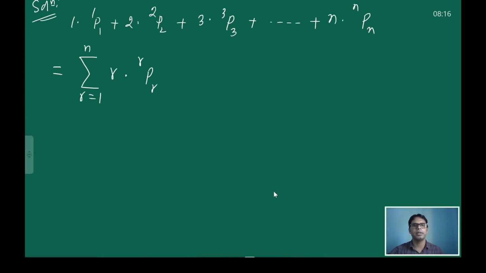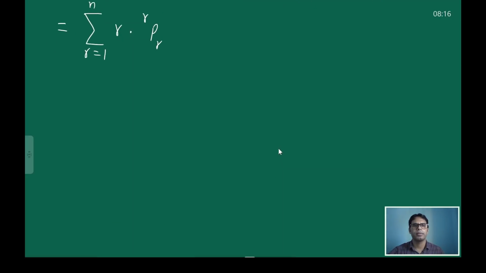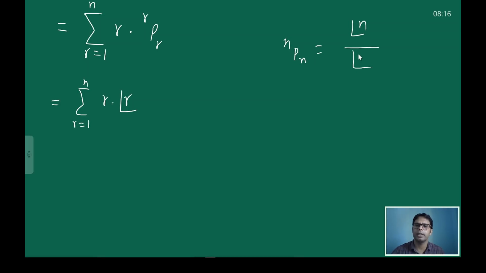So after this, you see it is equal to summation, already here, r is from 1 up to n, r into rPr. Factorial r, this is nPn, is it not? It is factorial n divided by factorial n minus n, which is factorial 0, and factorial 0 is 1, so it is simply factorial n. So rPr is equal to factorial r.